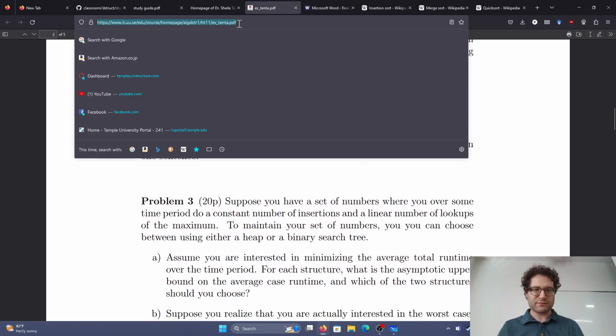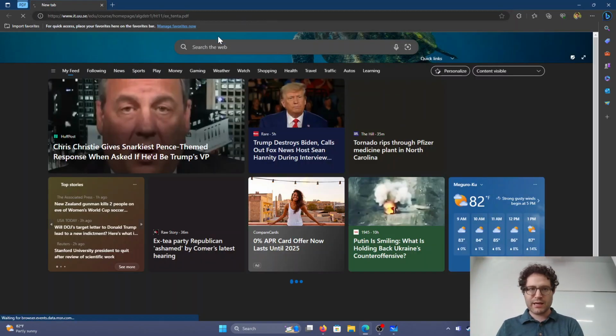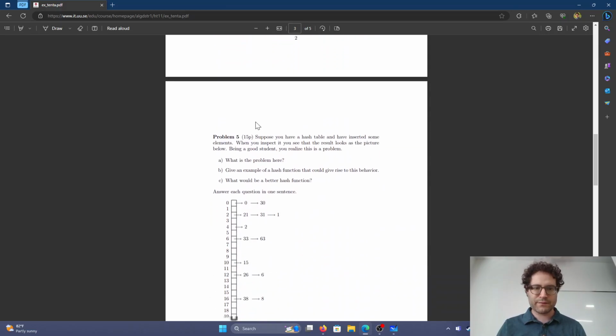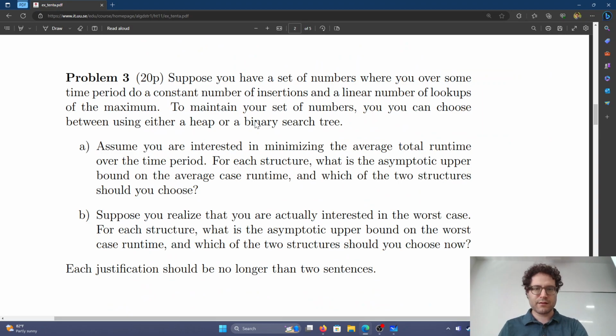Okay. I'm actually going to open up Edge for a second, because on Edge, I should be able to draw on it. Okay. All right. So let's see.